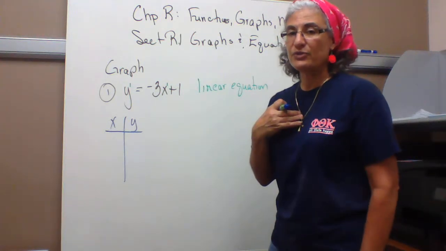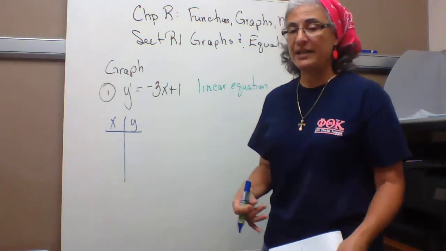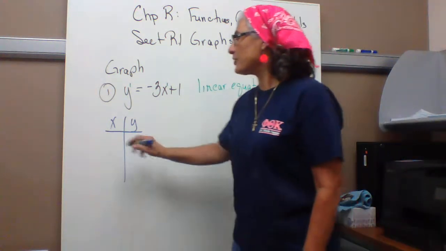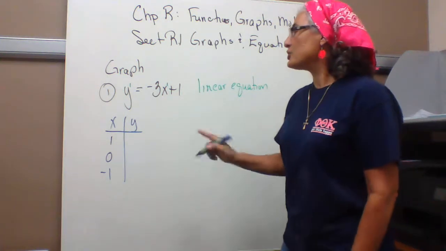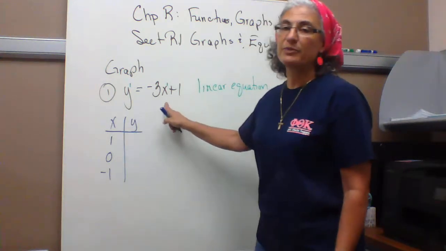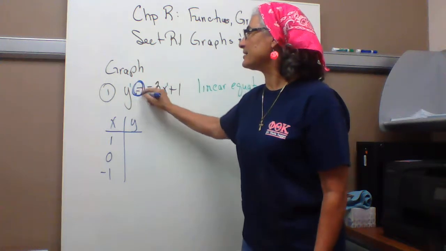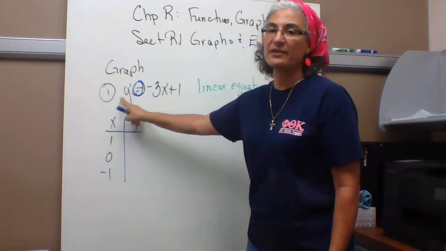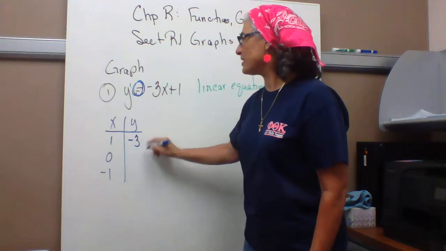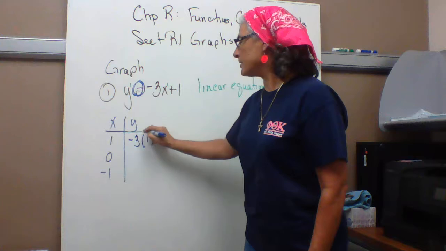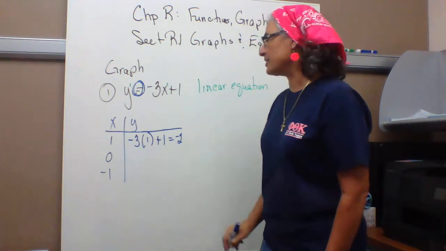So I like to choose three numbers, and I'm going to make it easy on myself, but I want to choose a positive number, a negative number, as well as the neutral number. So I always like to choose 1, 0, and negative 1 for my x's. So I am going to take x and plug it into what y equals. Remember, the equal sign says that whether they look like it or not, these two sides are exactly the same. So I'm going to take negative 3 and multiply it by the 1 and then add 1 to it. And when I do that, I end up with negative 2.